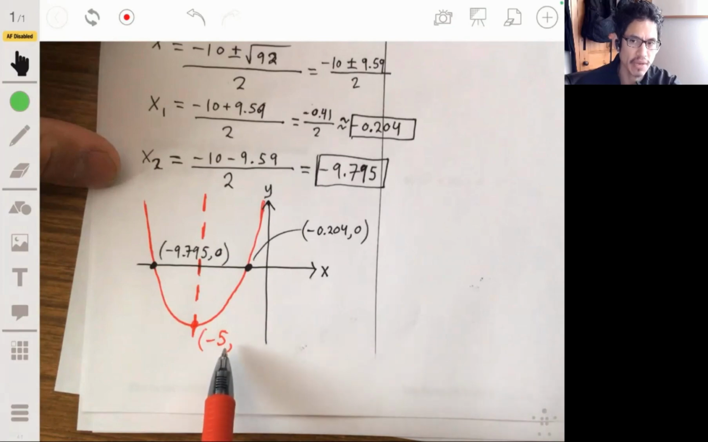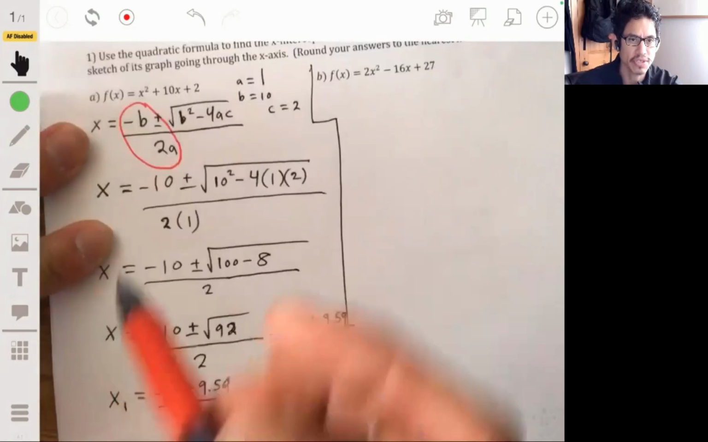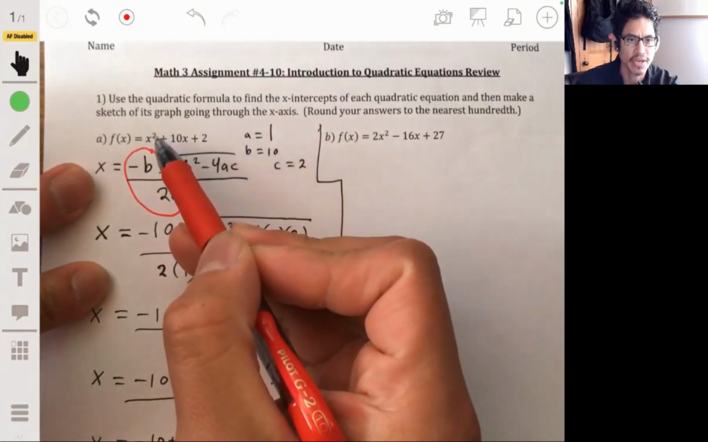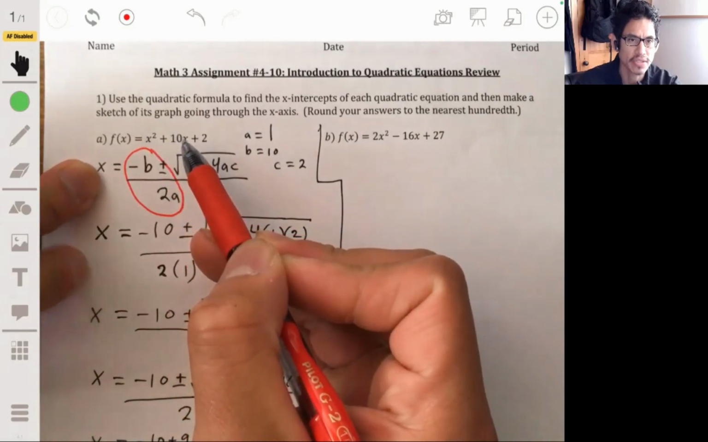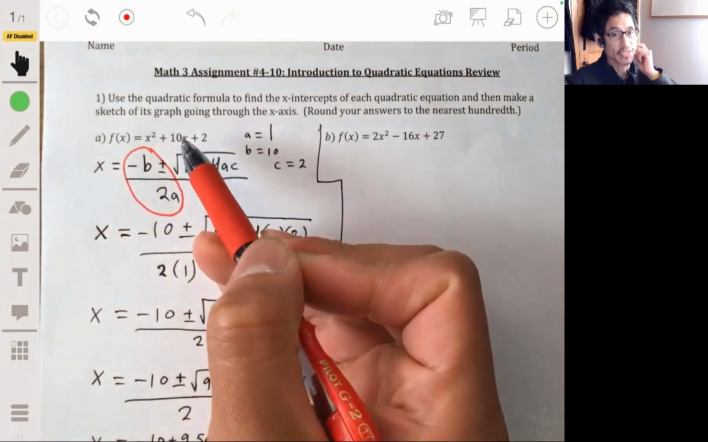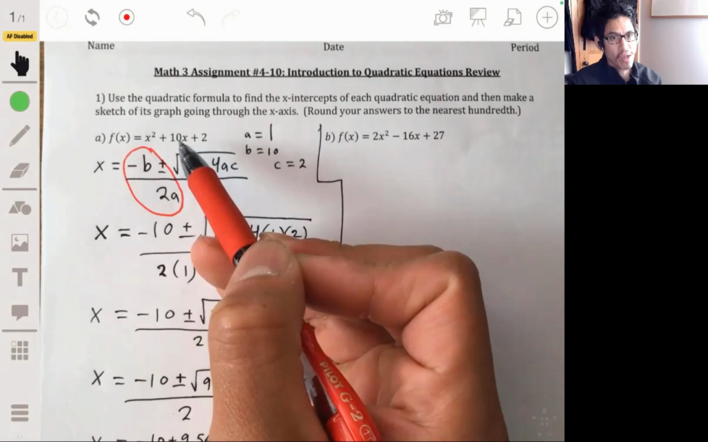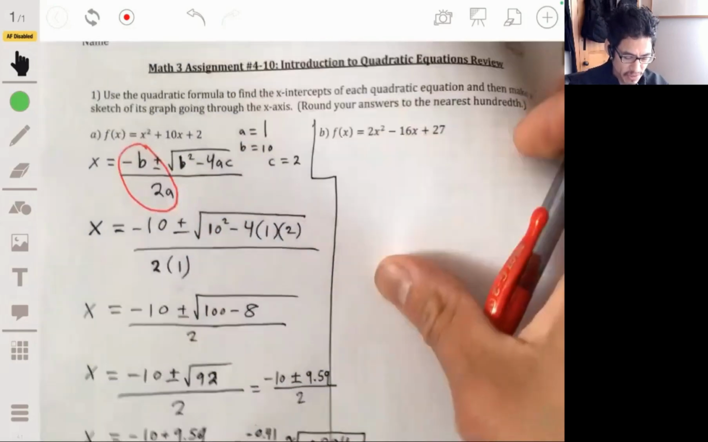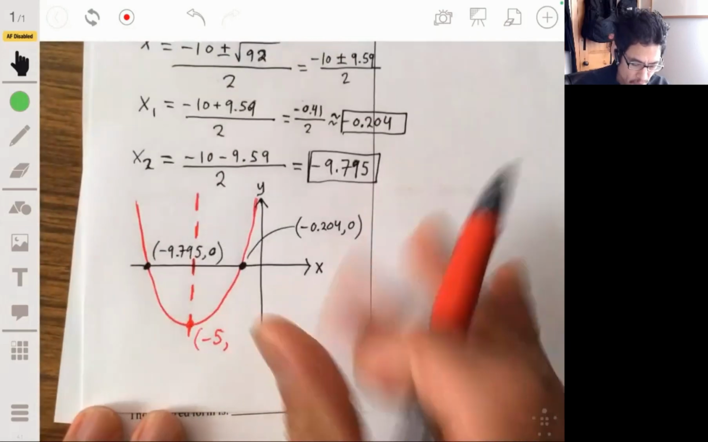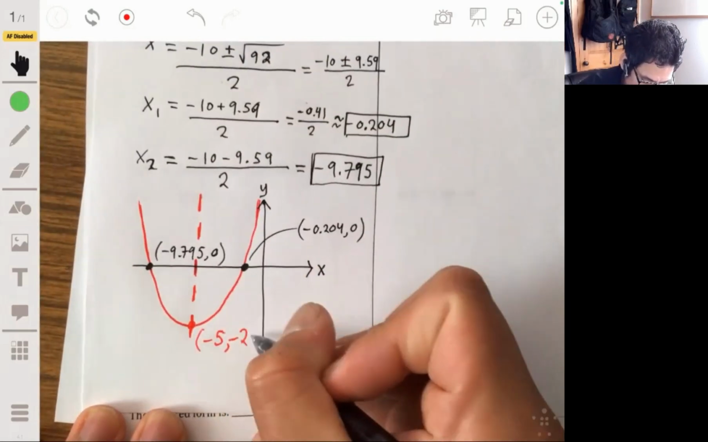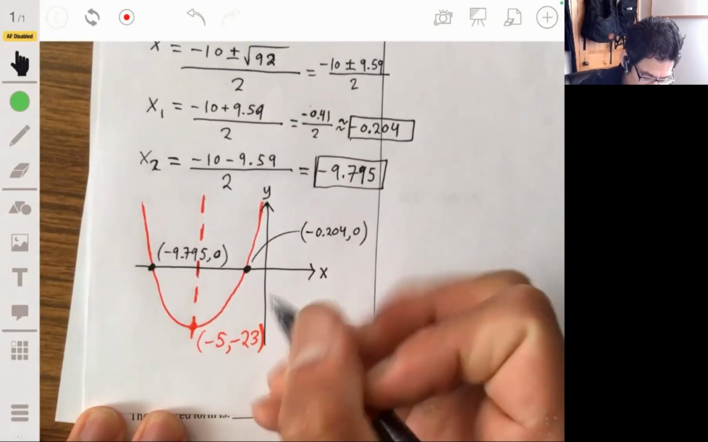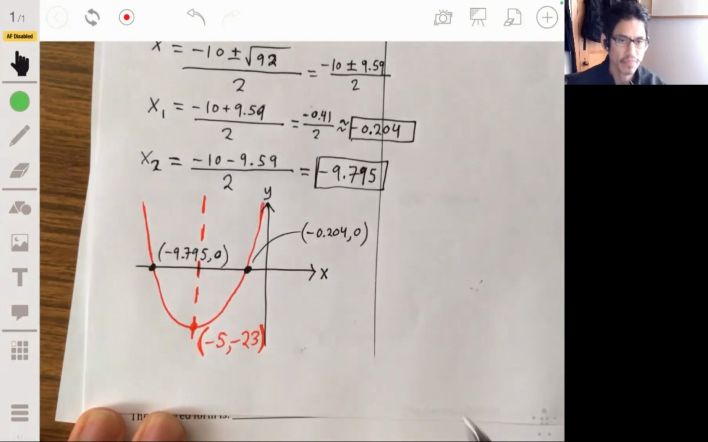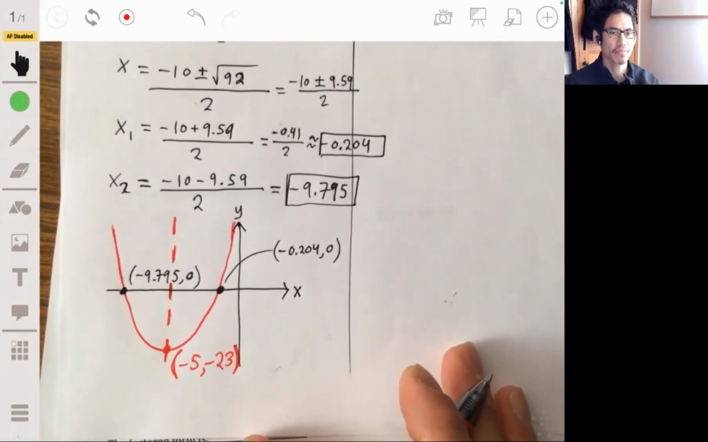Now, if we were to find the y, we just plug negative 5 into the equation. So negative 25 minus 50. Wait, 25 minus 50? That's what it'd be? Yeah, negative 25 minus 50, so negative 75, plus 2, negative 73. So again, not drawn to scale, which is why I didn't have you graph this on a grid, because that'd be really far away. But there you go.